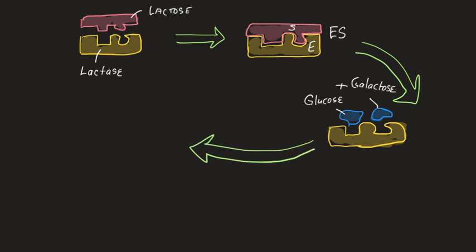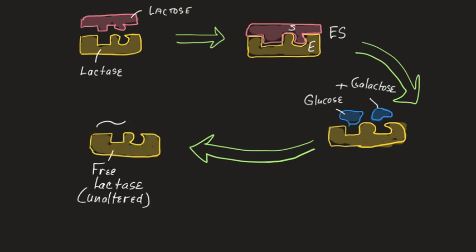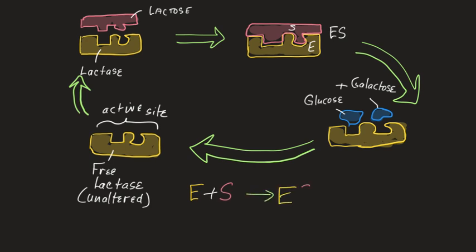Now the enzyme lactase is free. It is unaltered. Its active site is still the same. It can now be reused to repeat this reaction if necessary. This reaction will continue so long as lactose is present. So here we have it. Enzyme plus substrate gives you the enzyme-substrate complex, which results in the enzyme plus product.